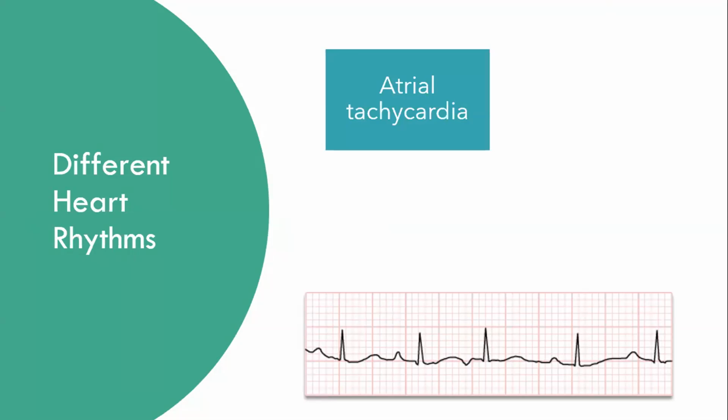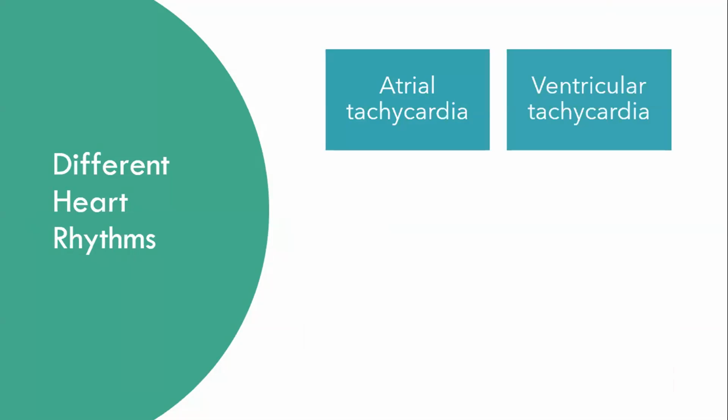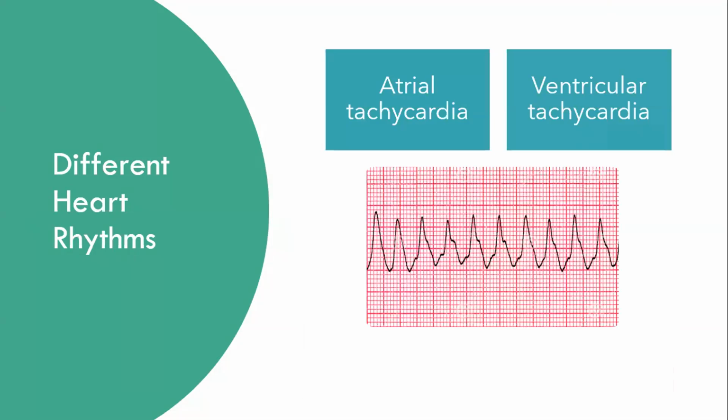The second one is ventricular tachycardia. It is an arrhythmia where the lower chamber of the heart beats quickly. The heart rate lies between 120 to 150 beats per minute, and generally no P waveform is observed, and the QRS rhythm is regular.